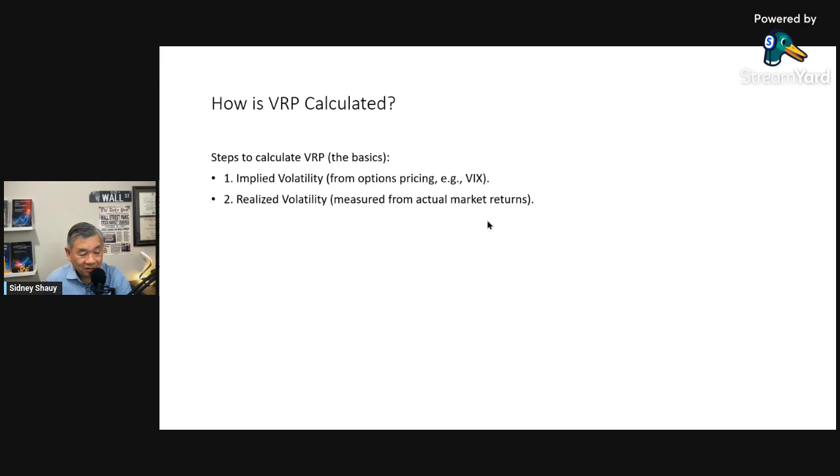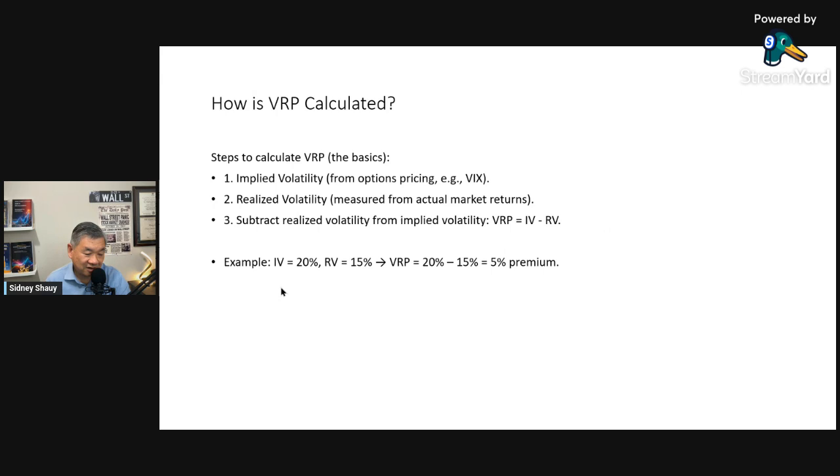Okay, so the CBOE will already calculate that implied volatility from those options and give you the number, and that number is the VIX. Okay, so it's very easy. You don't need to do the calculation. You don't need to use the formula yourself to get the implied volatility, because we already have it available for you. And the realized volatility you can calculate yourself. We're going to show an example in a minute. But that's measured from actual market returns. All right. So when you subtract one from the other, you get the VRP.